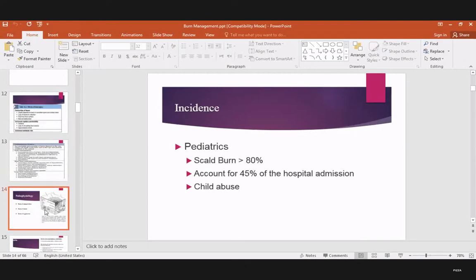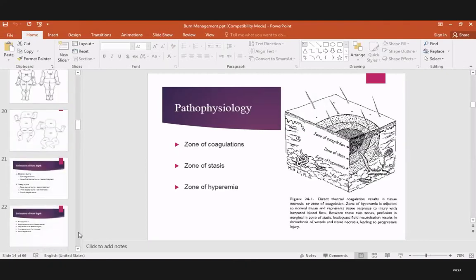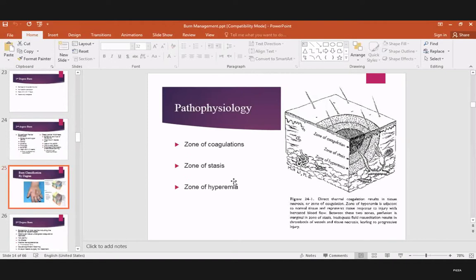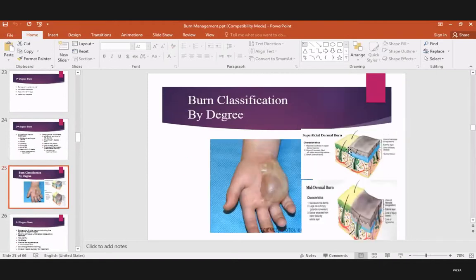Scalds are, if you see this picture, just what I will show you. Look at this picture. What is happening here? This is a scald. Is it third degree or second? It is a second degree burn, not a first degree. This is a superficial second degree burn. First degree burn is just hyperemia.